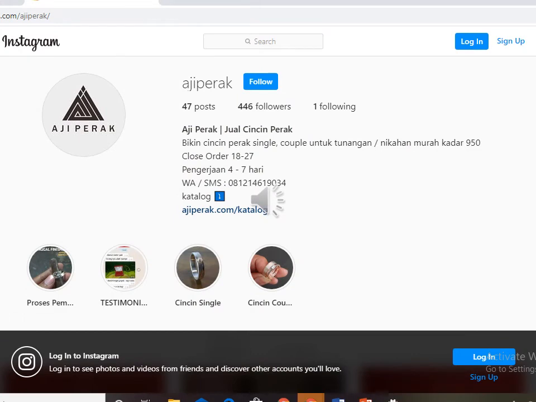This is the Aji Perak Instagram. If you see it, we don't think that the logo or the design is appropriate for the ring, because they try to sell the ring for couples. I think the logo and the design of the characters is not appropriate. So that's why my student tried to redesign the logo and also the letters, everything, and also the branding of the company.